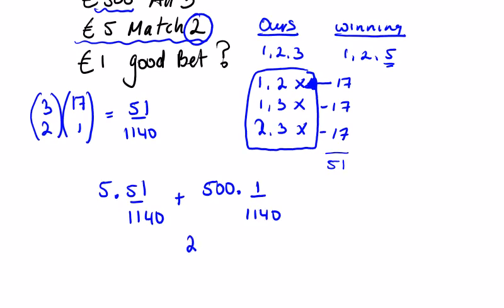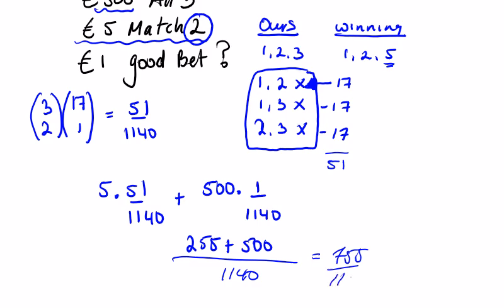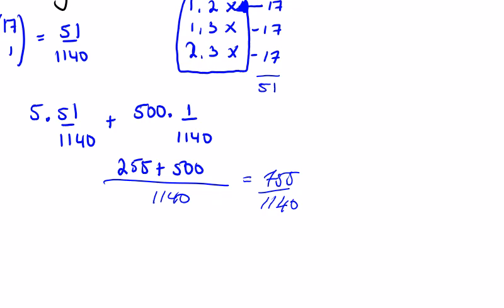So that's equal to 255 plus 500. Yeah, 255. Not 275, 255. 255 plus 500 over 1140, which is equal to 755 over 1140. As a decimal, it's going to give me 0.66. 0.66 we can round it off to.